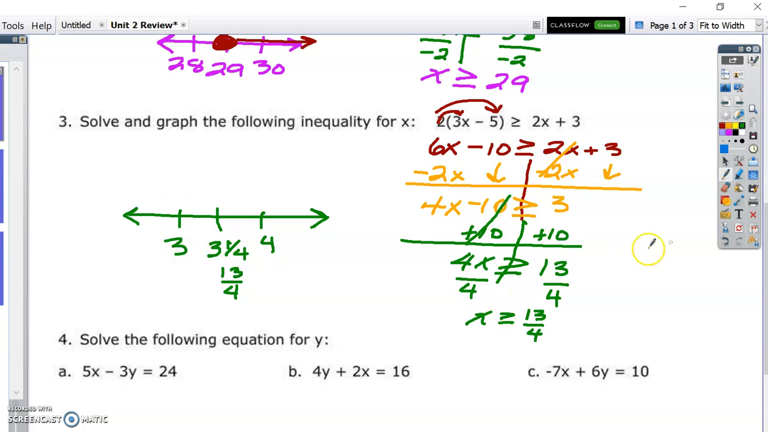This one is equal to, so let's change colors. Let's go with red. So we have a closed circle, and it's greater than, so it's going to the right.